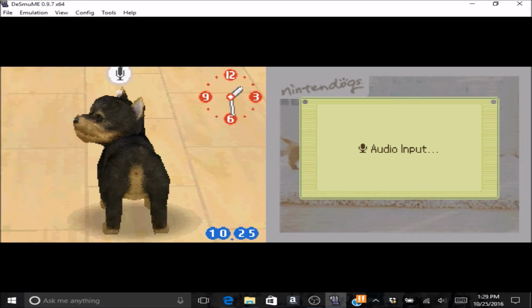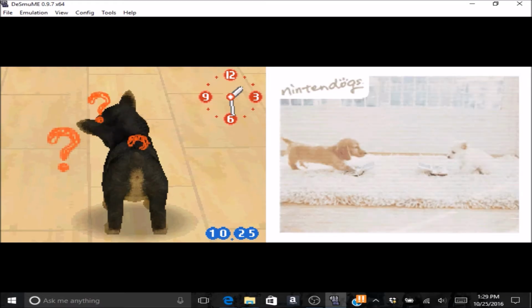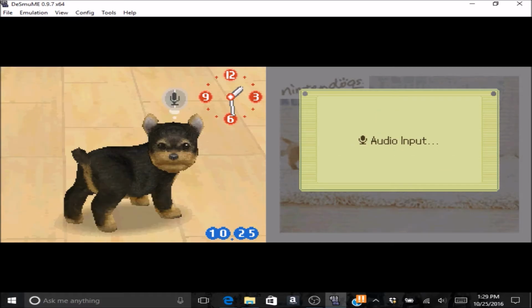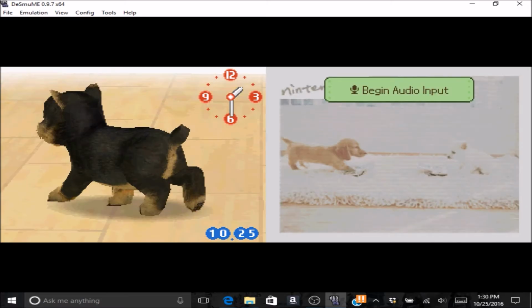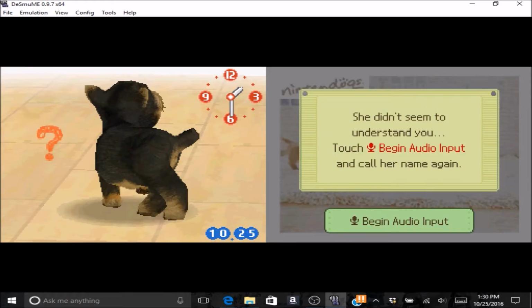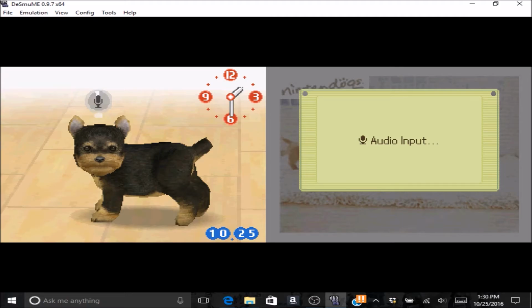Gertrude! Gertrude! Fuck you, dog. Gertrude! Give me a Gertrude! Fuck her. Call her name again. Begin audio input. Gertrude! What do I have to do to get this dog to notice me? Forgot about this part. Gertrude. All right, this dog's being a bitch.